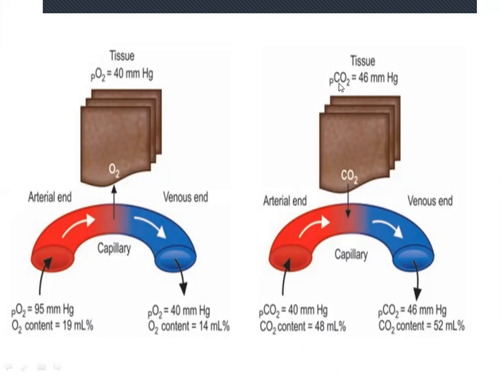Then CO2 exchanges in the tissue. There is 46 millimeter mercury in the tissue, the partial pressure of the carbon dioxide. In the arterial end, 40 millimeter of mercury. So carbon dioxide diffuses from the tissue to blood, right? These are the exchanges in the tissue and blood vessels.